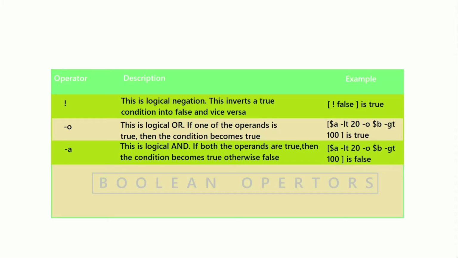Then Boolean operators. Boolean operators are useful for Boolean data. So this sign is for not. Not means the value is false. O means or, A means and.